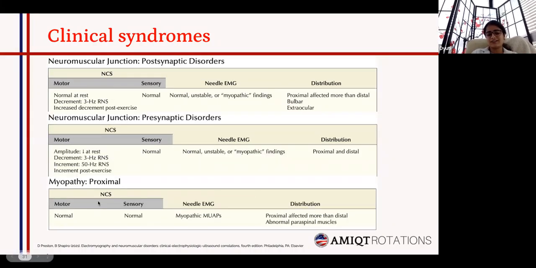And if the motor nerve conduction studies are completely normal, the needle EMG has a myopathic finding, and it affects the proximal more than the distal, then we can diagnose a proximal myopathy.